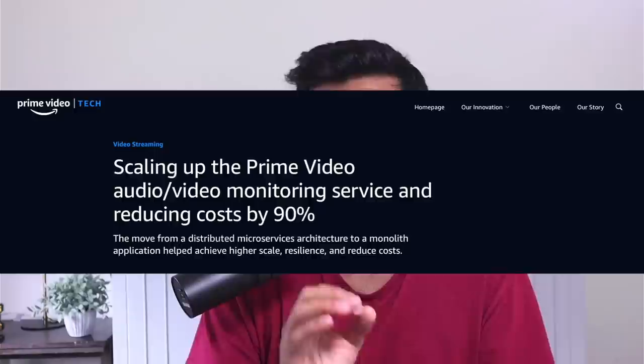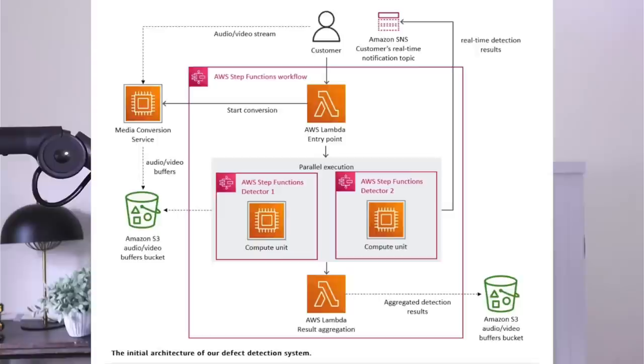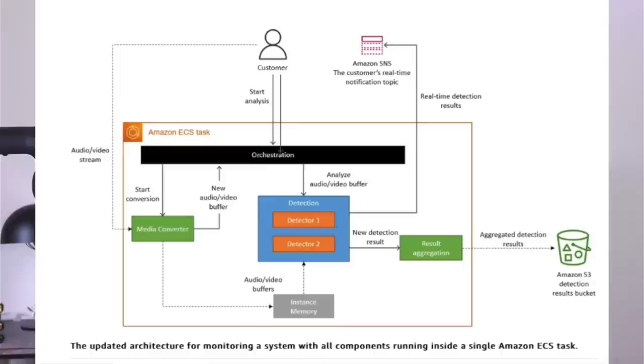The engineering team behind Amazon Prime Video has released a blog detailing how they moved one monitoring service that detects freezing frames and clicks in audio in the live streaming portion of the Prime Video app. They moved that piece of the architecture from serverless and microservices to a monolith, and they saved 90% of the cost and were able to scale better.